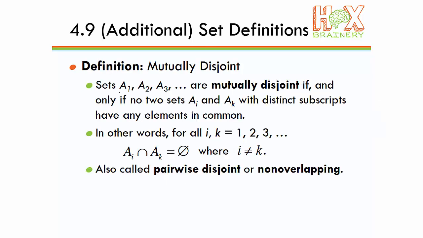Mutually disjoint. Sets A sub 1, A sub 2, A sub 3, and so on are mutually disjoint if and only if no two sets A sub i and A sub k with distinct subscripts have any elements in common. Basically, if we have a bunch of these sets and you take any two of them and they're disjoint, then all of these are mutually disjoint. Symbolically, I have it written down here. If you take any set A sub i and A sub k, where i and k are different subscripts, and you do the intersection, if you get the empty set, then they're all mutually disjoint. Also, this is called pairwise disjoint or non-overlapping. Those are some other ways this might be described.